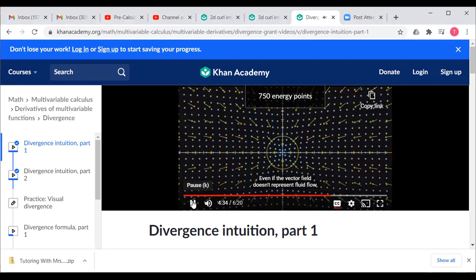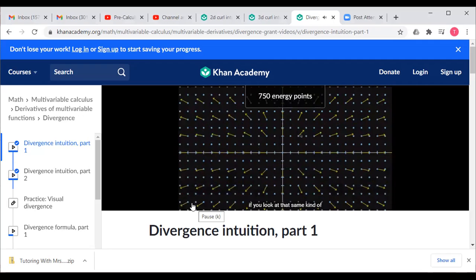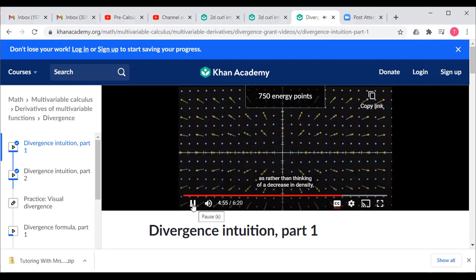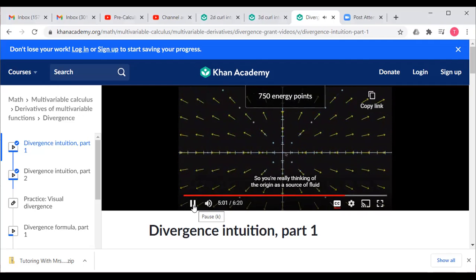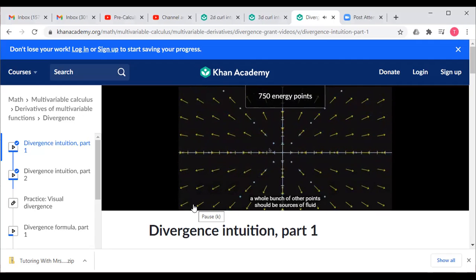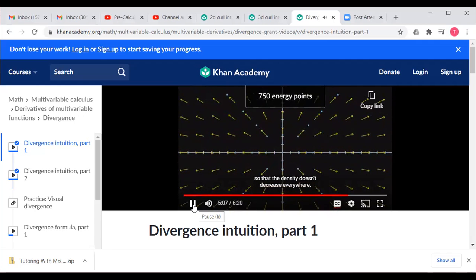And even if the vector field doesn't represent fluid flow, if it represents a magnetic field or an electric field or things like that, there's a certain meaning to this idea of diverging away from a point or converging to a point. And another way that people sometimes think about this, if you look at that same outward flowing vector field, is rather than thinking of a decrease in density, imagining that the fluid would have to constantly be repopulated around that point. So you're really thinking of the origin as a source of fluid. And if I had animated this better, a whole bunch of other points should be sources of fluid so that the density doesn't decrease everywhere. But the idea is that points of positive divergence, where things are diverging away, would have to have a source of that fluid in order to keep things sustaining.